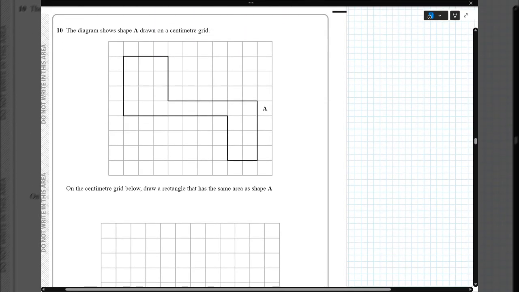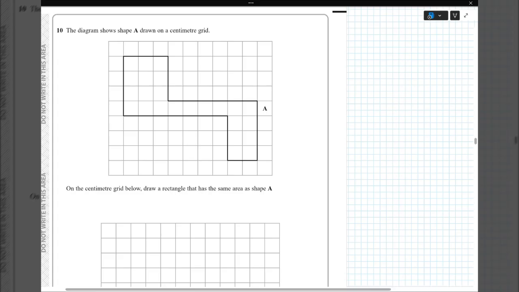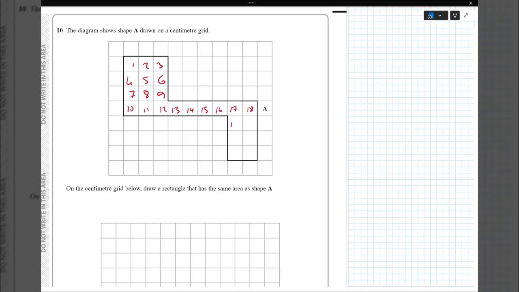Okay, the diagram shows shape A drawn on a centimeter grid. On the centimeter grid below, draw a rectangle that has the same area as shape A. So I'm going to need to know the area of shape A. Again, I'm counting squares, just like we were earlier in the paper, which is crazy. 17, 18, 19, 20, 21, 22, 23, 24.